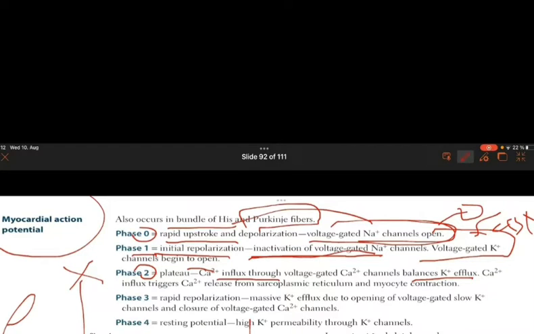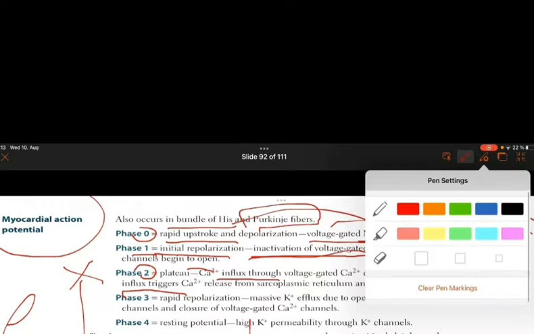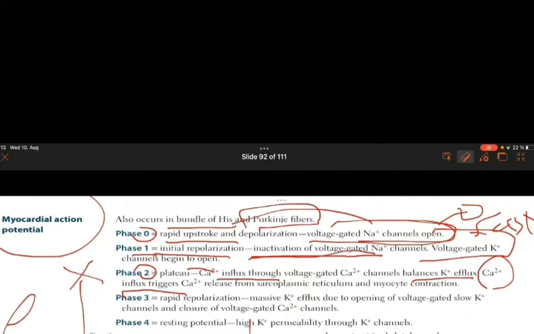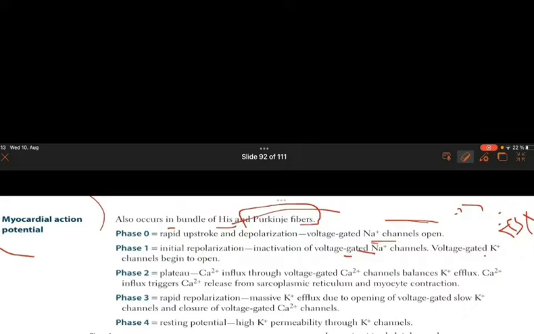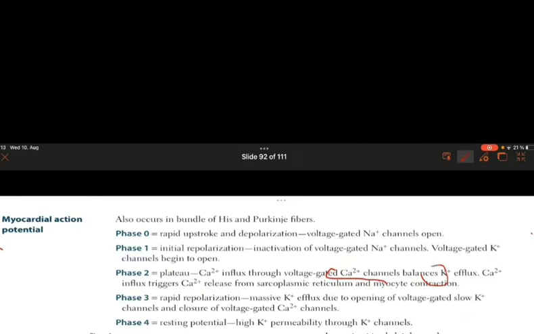So now, the calcium influx, when this calcium goes inside the cell, the increase in the amount of calcium inside the cell will trigger the sarcoplasmic reticulum, which is the site where the calcium is stored. The calcium channel balances the potassium, and the calcium itself in the cell will trigger the calcium release from the sarcoplasmic reticulum.